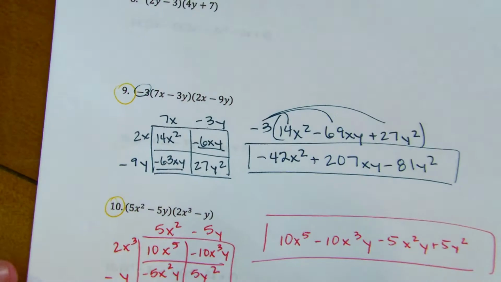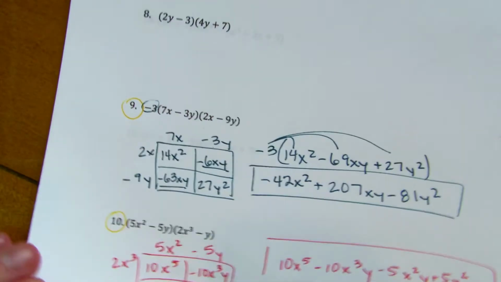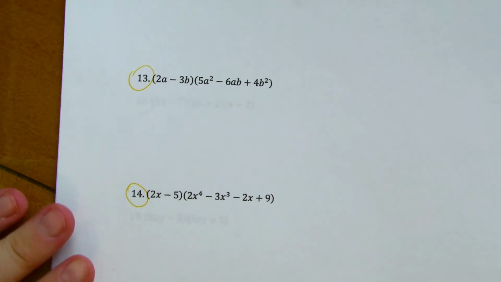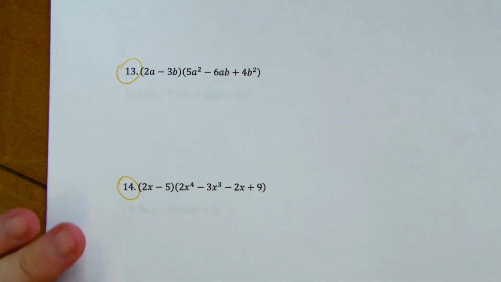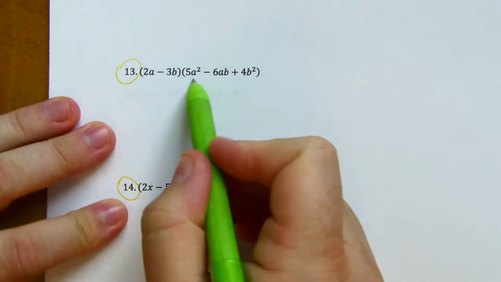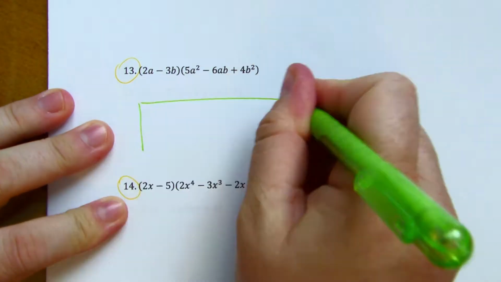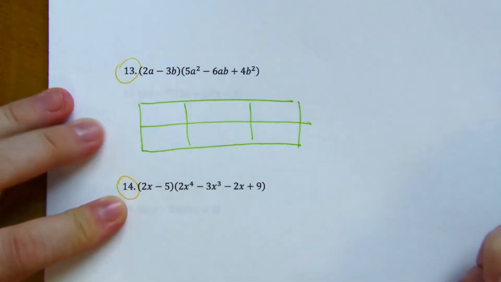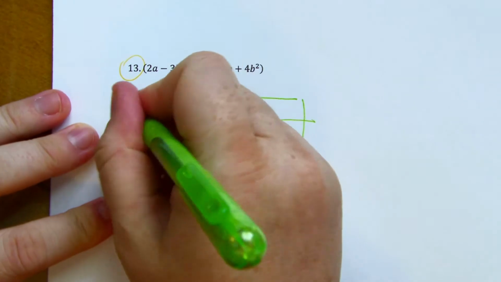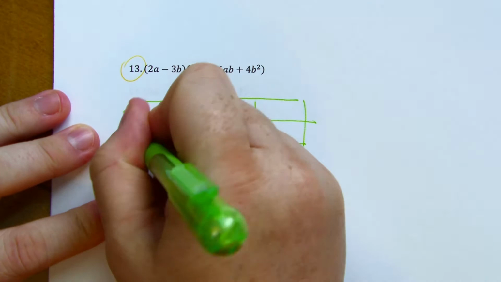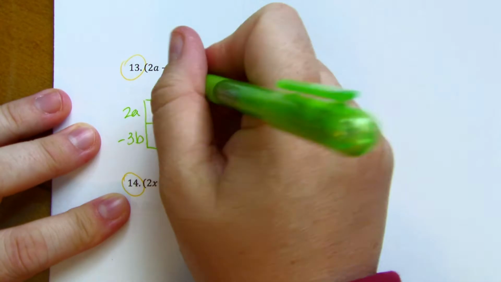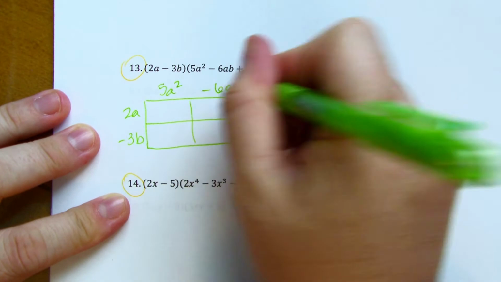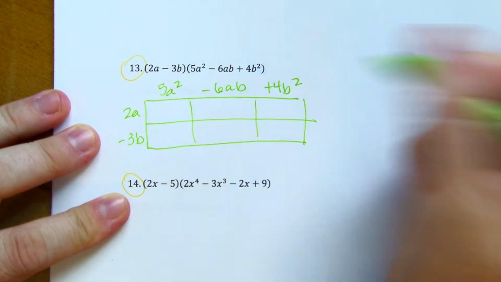So moving on to the next page, we have now some larger polynomials that we're multiplying, but these are not any harder. I have 2 terms here and I have 3 terms here. So now my box is going to be a 2 by 3 box. And on the 2 side, I have 2a minus 3b. And then on the top, I have 5a squared minus 6ab plus 4b squared.